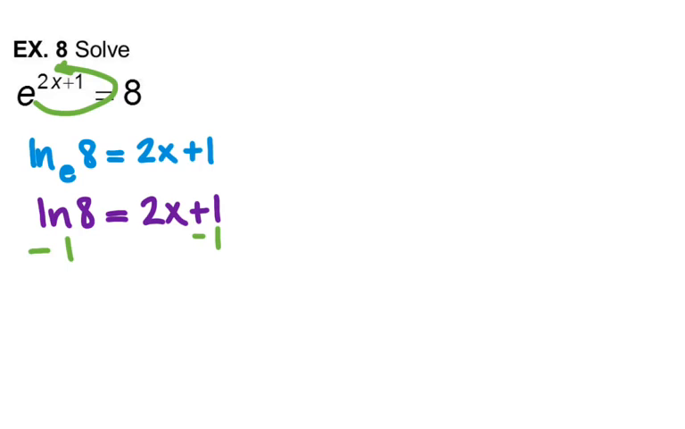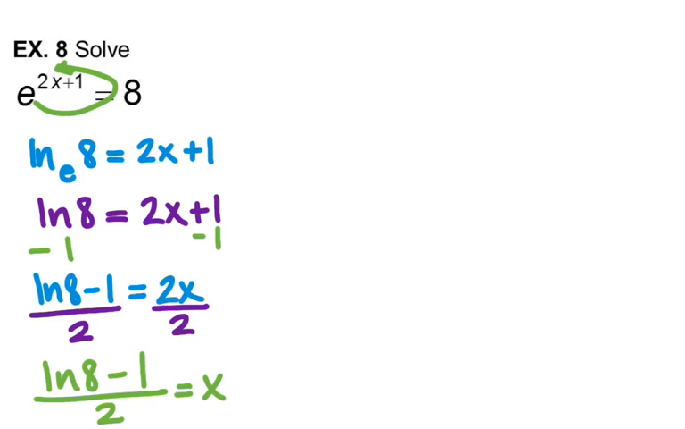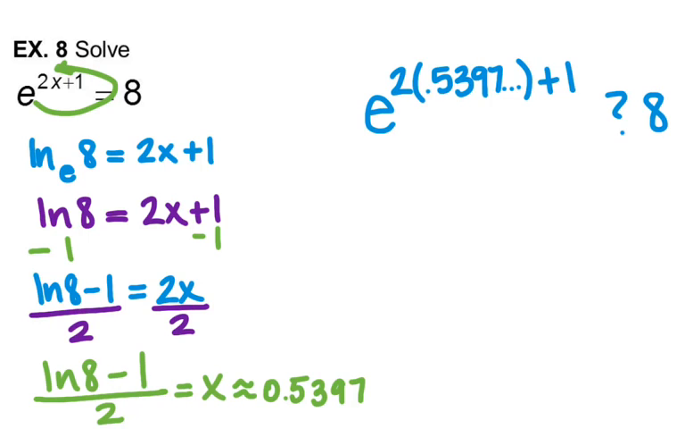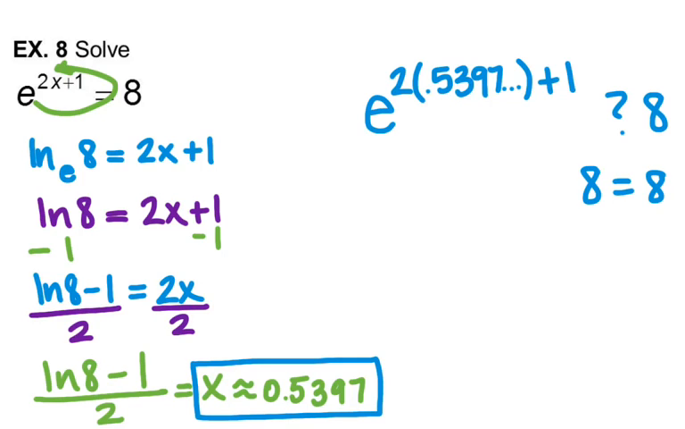I want to subtract 1 on both sides, so I'm going to keep this as natural log of 8 minus 1 equals 2x, and then divide by 2. I'm going to wait and type this all in at one time so that I only have to round once. So the natural log of 8 minus 1, and then divided by 2, is approximately 0.5397. So then when I type e raised to the 2 times that answer plus 1, it does equal 8.